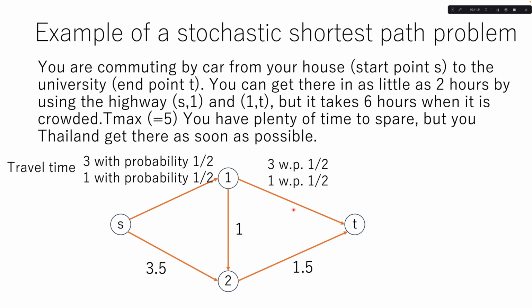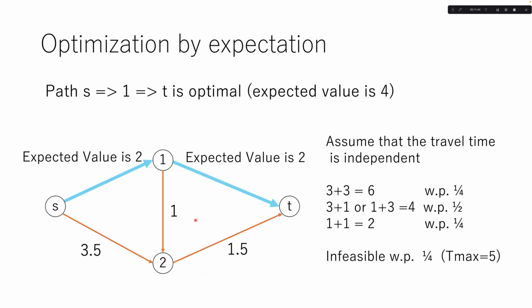You leave home with a 5-hour margin before your class begins, but you want to reach the university as quickly as possible. What route should you choose? In a deterministic optimization where we take the expected travel time, the path S1, T would be the optimal choice, with an expected travel time of 4 hours.